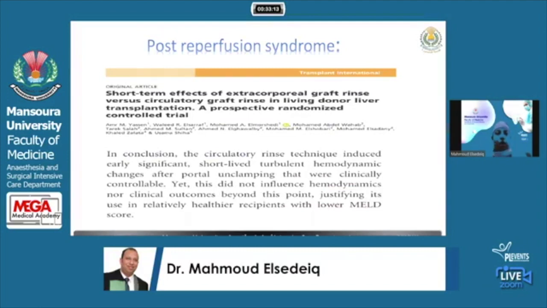Another article published from our team: short-term effect of extracorporeal graft rinse versus circulatory graft rinse in living donor liver transplantation, a prospective randomized controlled trial.